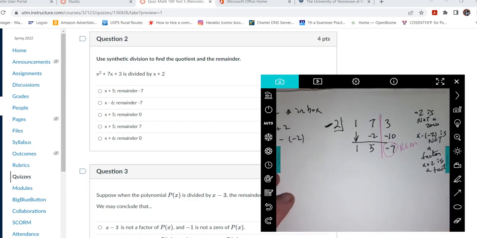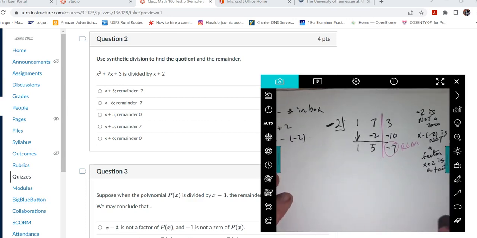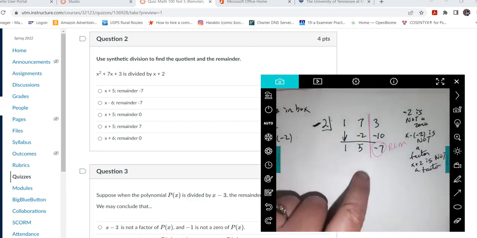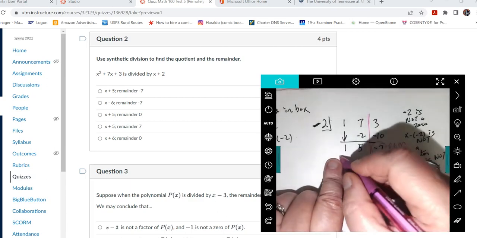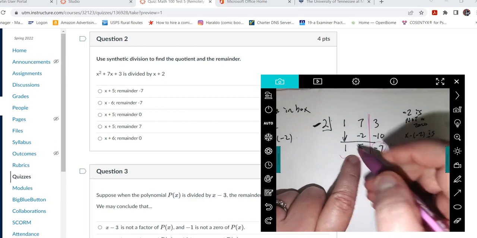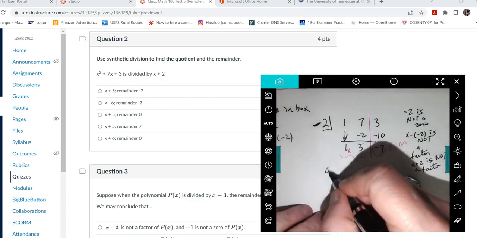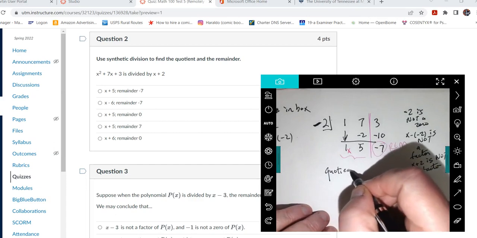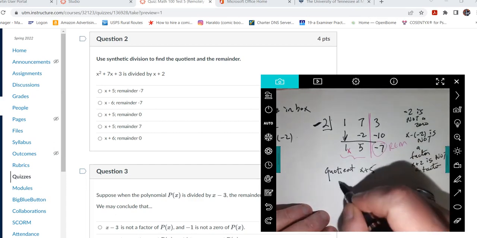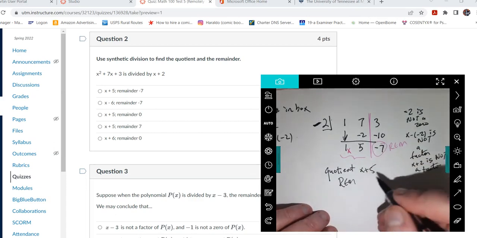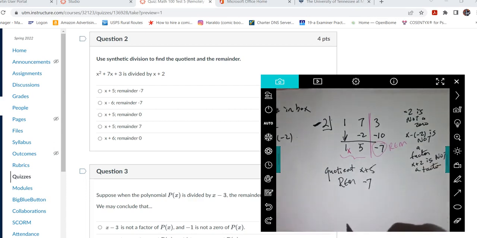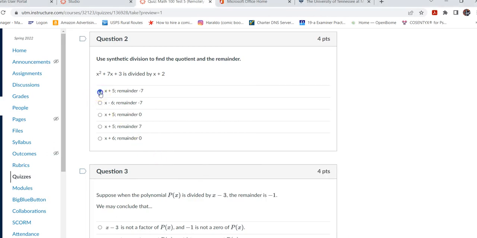But this question just wants to know the quotient and the remainder. Okay, so where this line is, these are going to be the coefficients of my quotient. That's going to be my constant, and that's going to be my coefficient for x. So my quotient is going to be x plus 5, and my remainder is going to be negative 7. And so that is matching up with the first selection there.